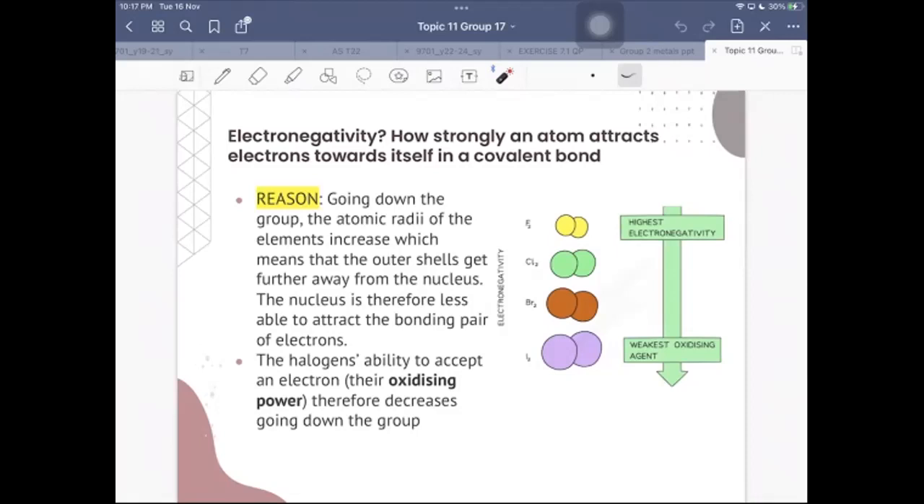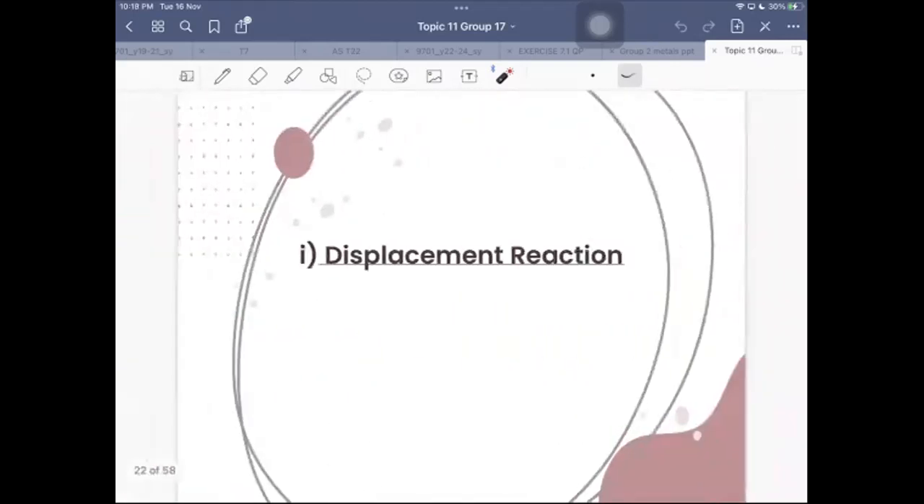It has something to do with electronegativity as well, okay? How strongly an atom attracts electrons towards itself in a covalent bond. So it's the same, whether you're talking about halogens reacting with a metal, in which case they form an ionic bond, or they react with another nonmetal, in which case they form a covalent bond. So you talk about electronegativity. Right, so you can pause here if you want to copy this down.